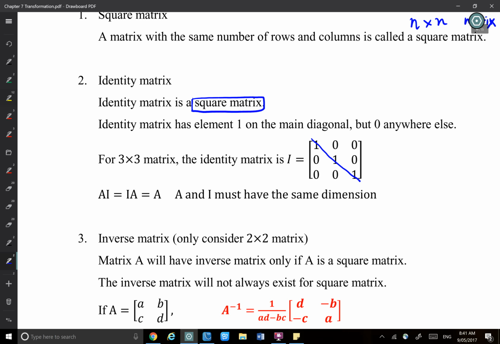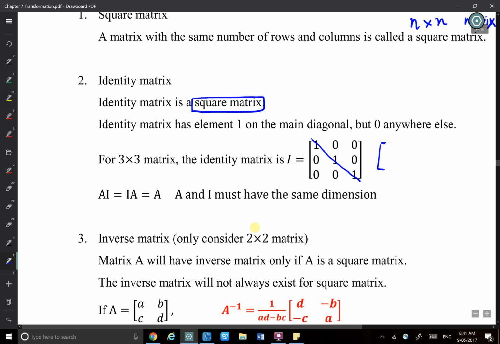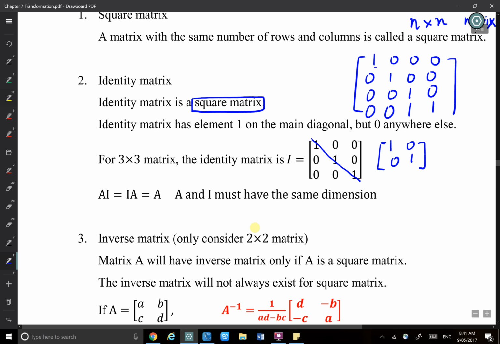Okay, so if it's a 2 times 2 matrix, then the square matrix, identity matrix will be that. If it's a 4 times 4 matrix, then you will have that. You only have 1 on the main diagonal and 0 anywhere else.